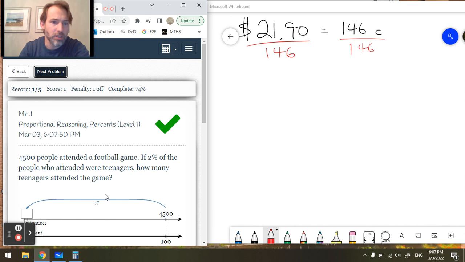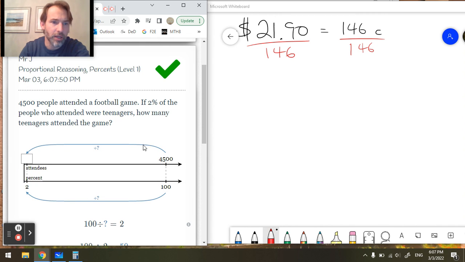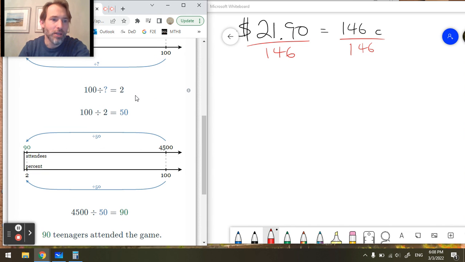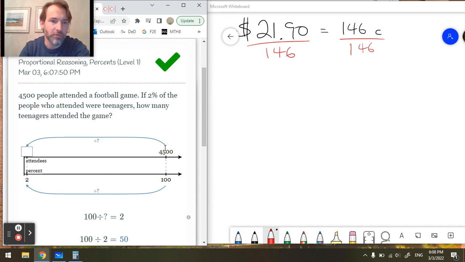What is this doing? What's this divide by thing? I don't understand the interaction here in this assignment. That's strange. 100 divided by 2 is 50. Okay. So what they're saying is that we can use some logic to say what's 2% of that. This is 100% and it's 4,500. And then what do we need to divide by to get 2? Oh, that's what they're doing. So they're saying divide this number by 50 and you will get the attendees who were teenagers. Okay, cool. That's a neat way of thinking about it.